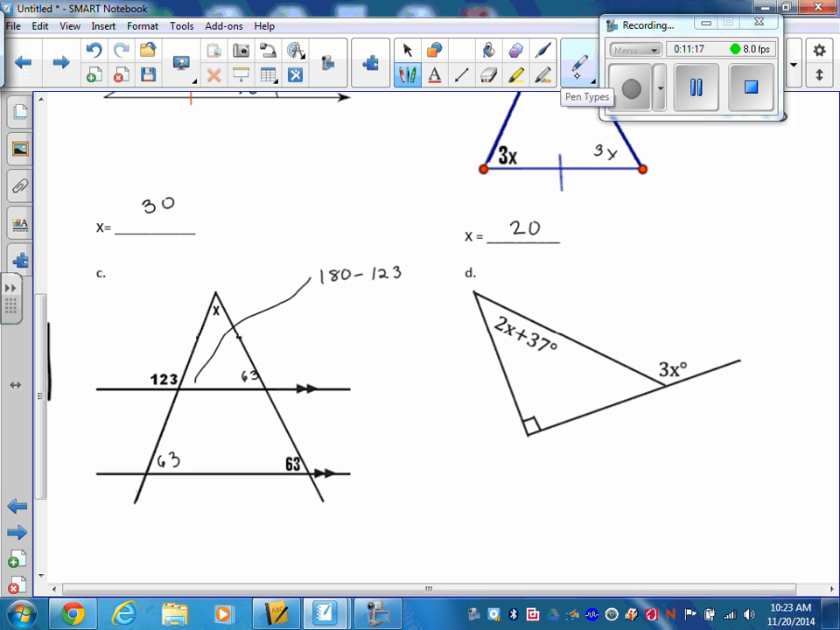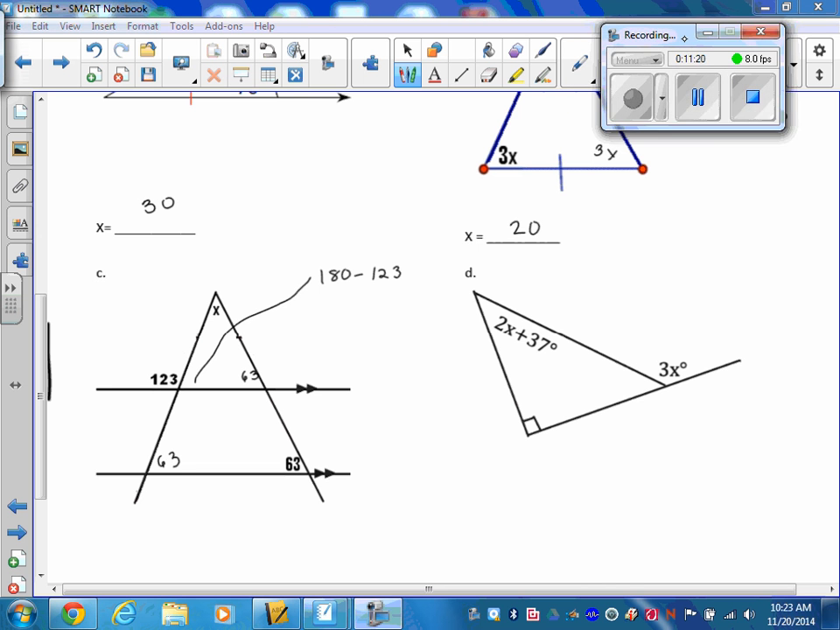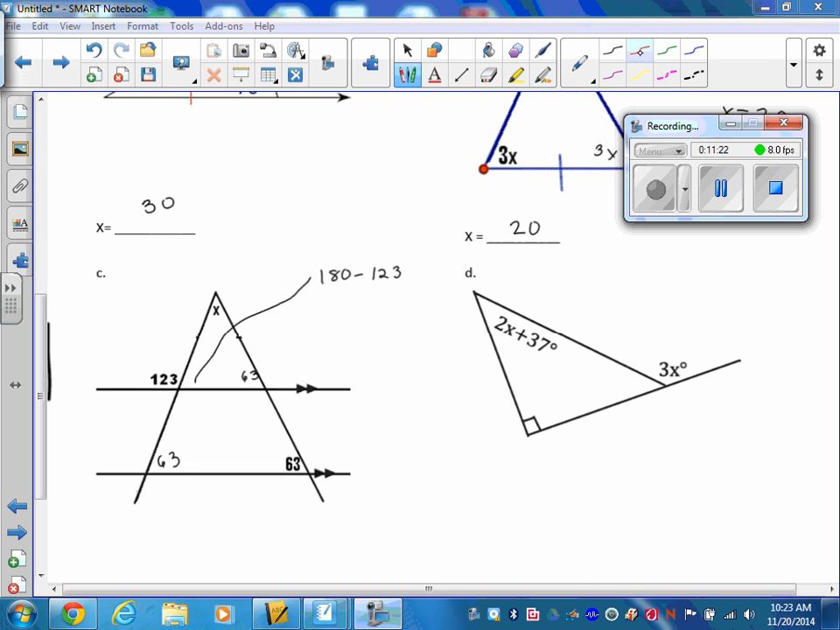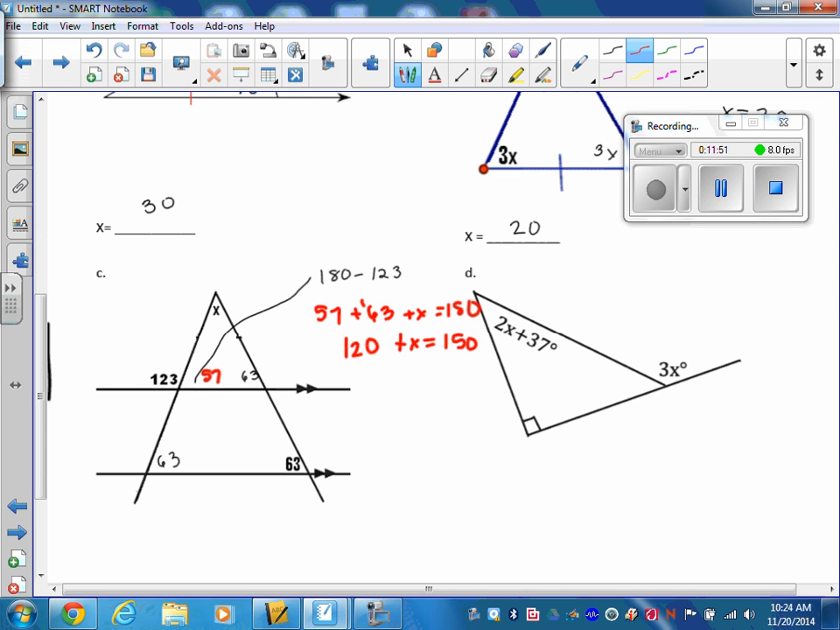Let me change colors so that we're understanding. This angle must be 57 degrees. So 57 plus 63 plus x equals 180. So 57 and 63, that's 120, plus x equals 180. So x must be equal to 30 degrees.